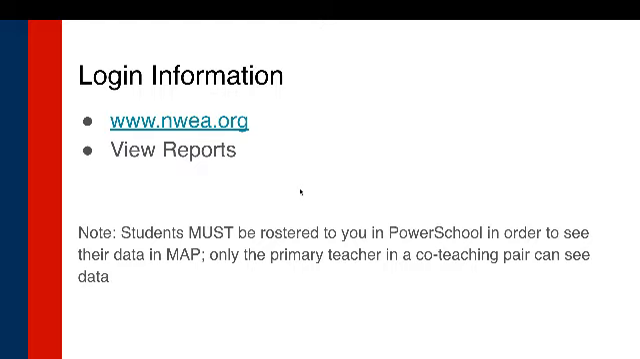Unfortunately, only the primary teacher and a co-teaching pair can see the data. So in a co-teaching situation, you would want to make sure that you're sharing these reports with your co-teacher. The RIT score can be seen in EduClimber by all teachers who have access to a particular student.